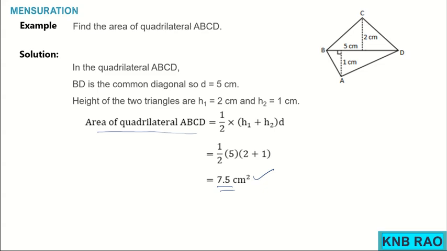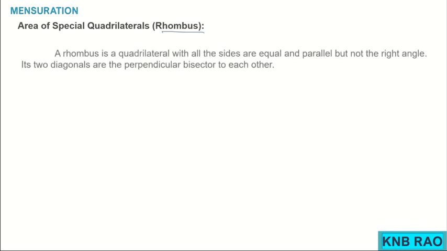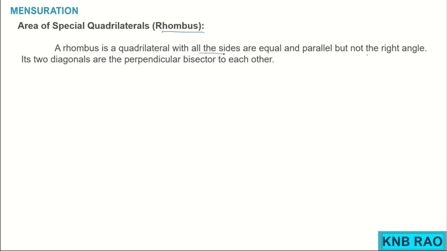Now, moving on to the next topic, area of special quadrilaterals. Now, let us discuss the rhombus. What is a rhombus? Children, a rhombus is a quadrilateral with all the sides equal and parallel, but no interior angle is a right angle. The moment it becomes a right angle, that special quadrilateral rhombus becomes a square.